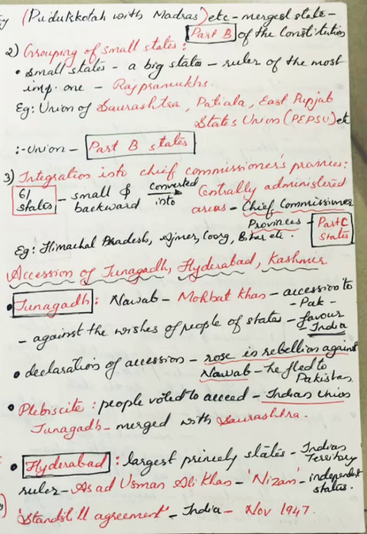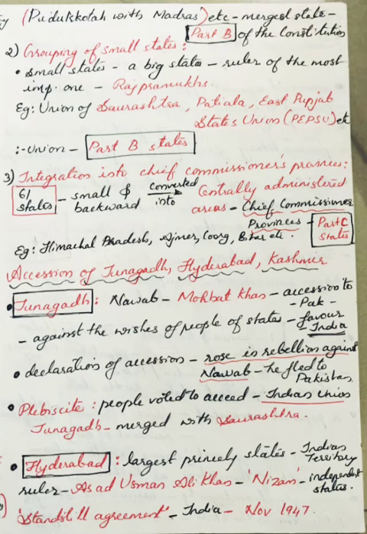Number two, grouping of small states. Many small states grouped themselves to form a big state, with the ruler of the most prominent one becoming the Raj Pramukh. So here it tells that many small states grouped themselves to form a big state, with the ruler of the most important one becoming the Raj Pramukh.